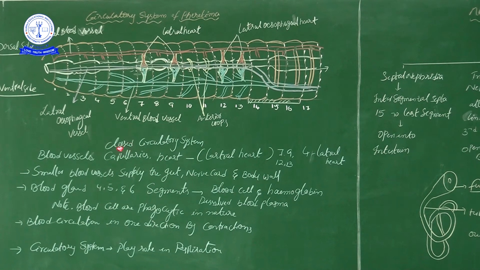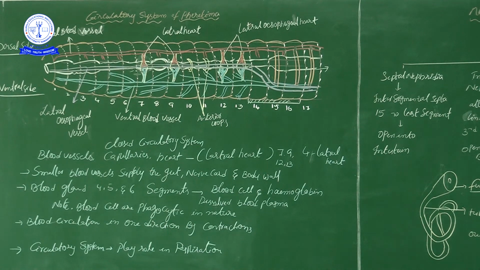In the cockroach lesson I explained the open type. On that day I explained that the blood of the cockroach is called hemolymph, because it is colorless and flows in the body cavities. So that is an open type. In the primitive phylum it shows an advanced circulatory system, in the form of the closed circulatory system.